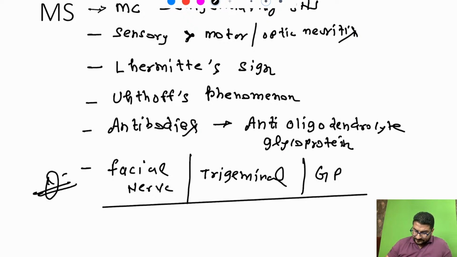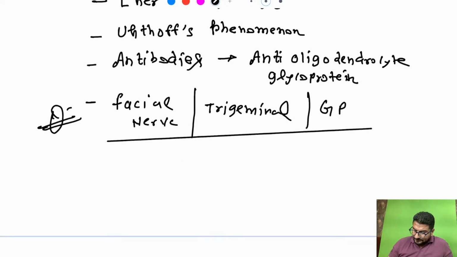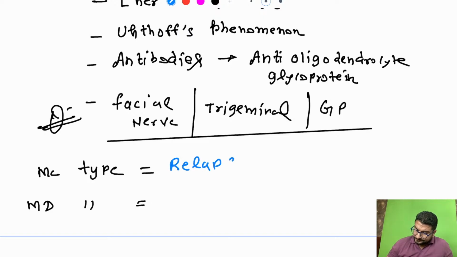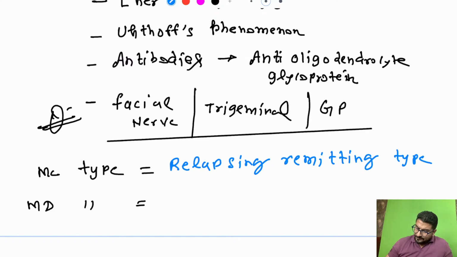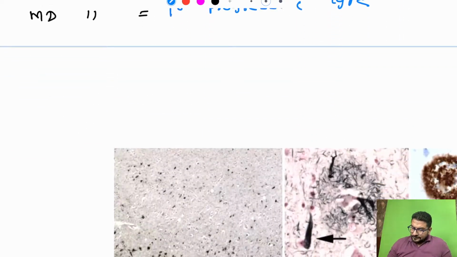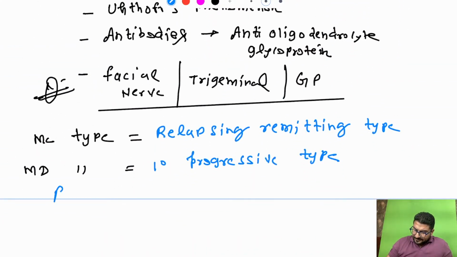Very, very important. And lastly, in MS we have different types: the most common type and the most dangerous type. The most common type is called relapsing remitting type. Relapsing remitting type is the most common type. And the most dangerous type will be primary progressive type. Primary progressive type is considered the most dangerous type. So these are the MCQs. And lastly, in treatment what we give is steroid.